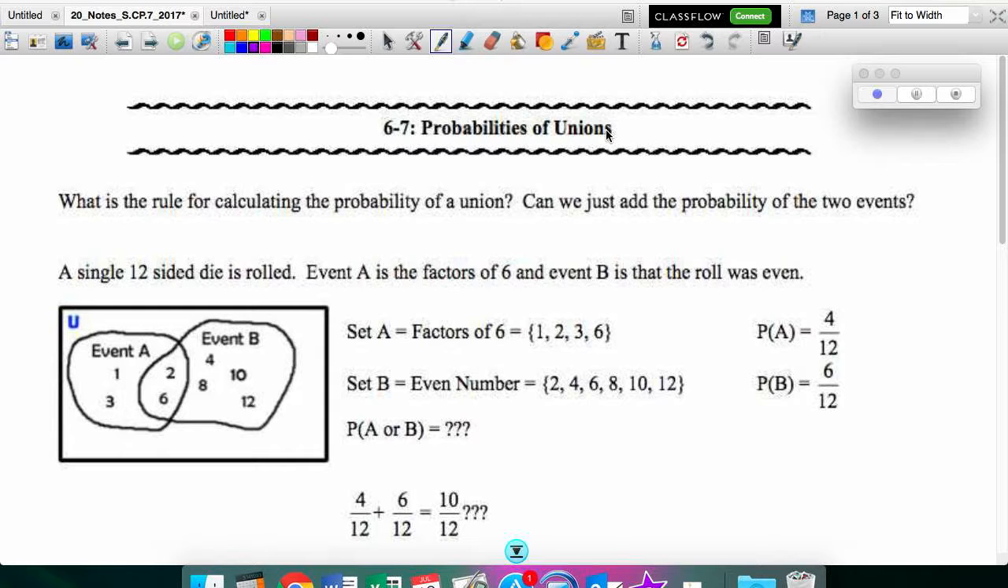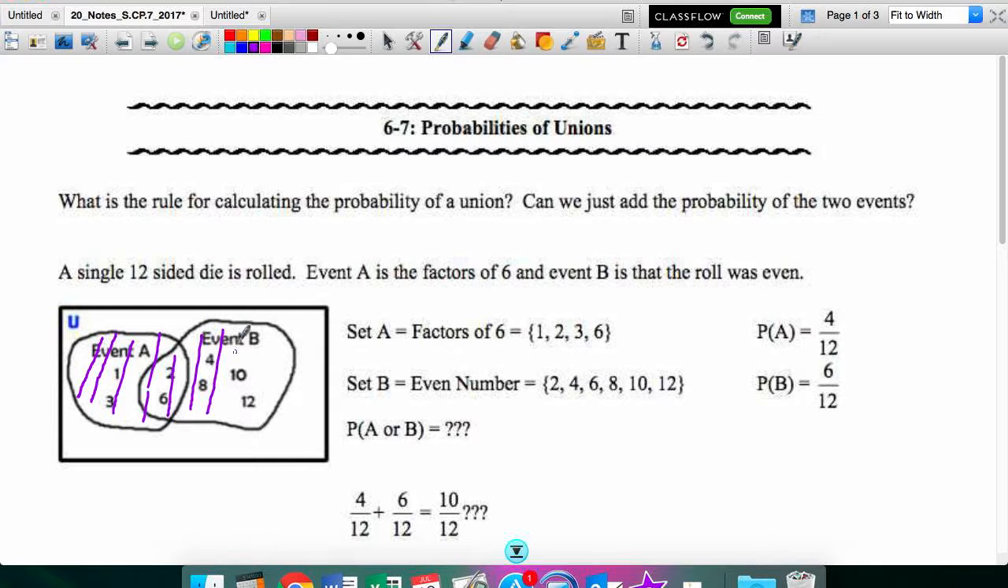Well, to take a look further at this, let's look at the example of a 12-sided die and two events. Event A, the factors of 6, and event B, the even numbers. The Venn diagram shows a picture of the two events and how they relate to each other. We have 4 outcomes in event A, and we have 6 outcomes in event B. Visually, the union would be the shading of both bubbles combined. And it would look something like this.